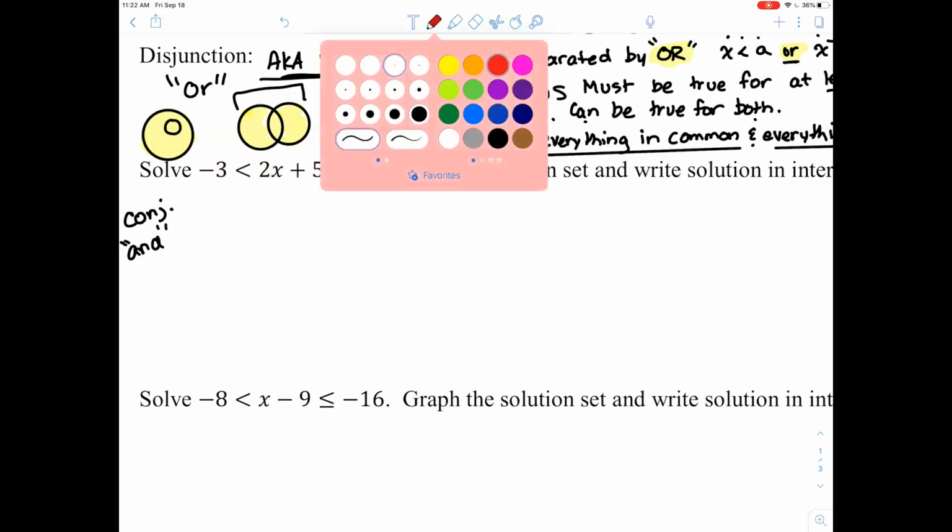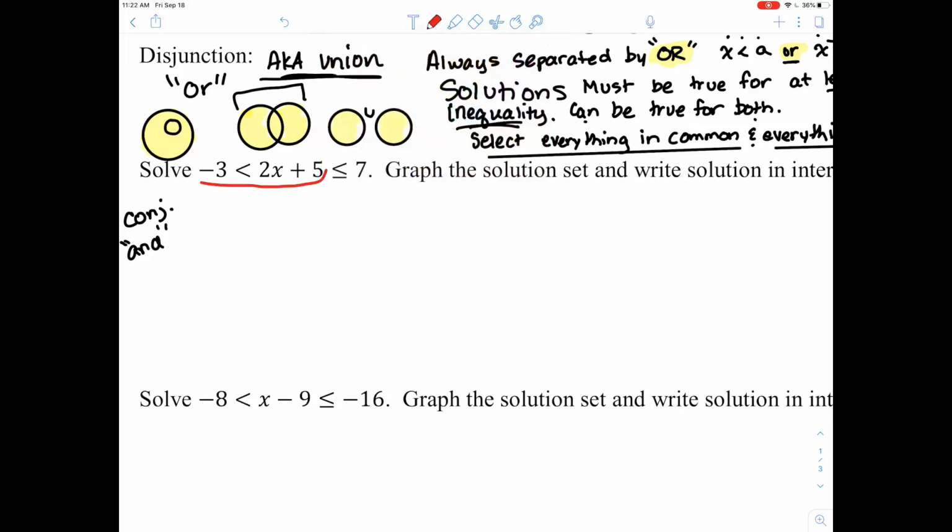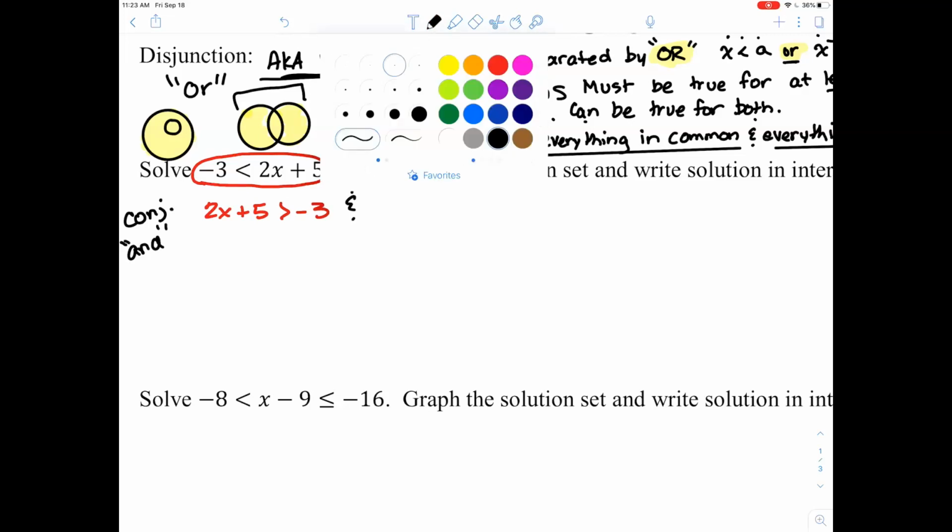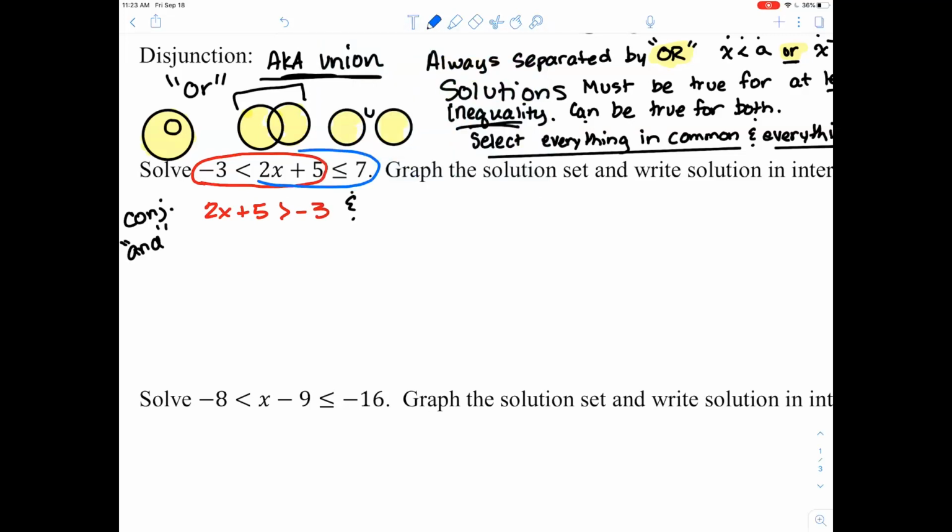So what I like to do when I'm first just going over this is I like to separate them and write them as, actually I don't like to do that. I like to put the x in the front. So 2x plus 5 is greater than -3. And I'm going to switch to blue. This is your other inequality. 2x plus 5 is less than or equal to 7. So we have these two inequalities combined by the word and.